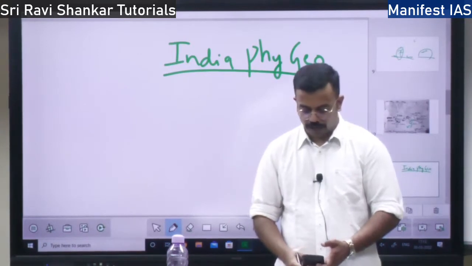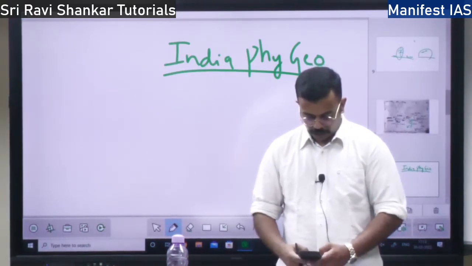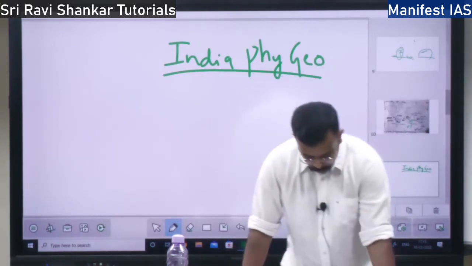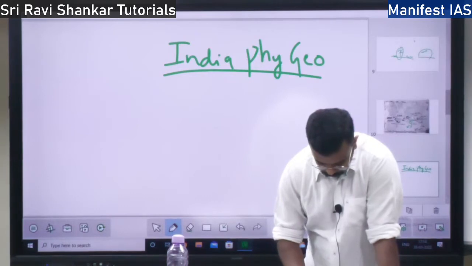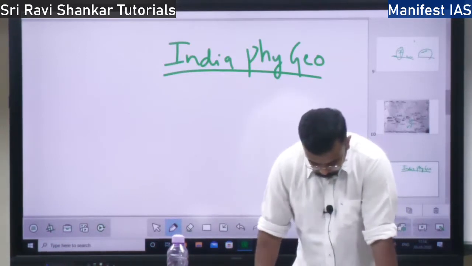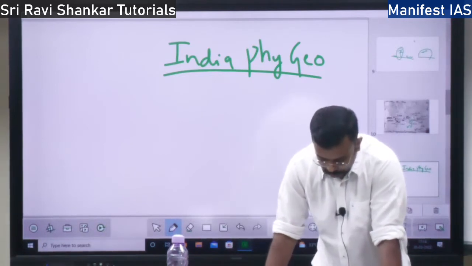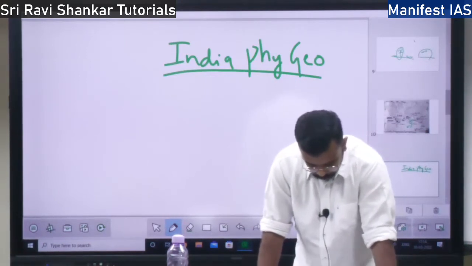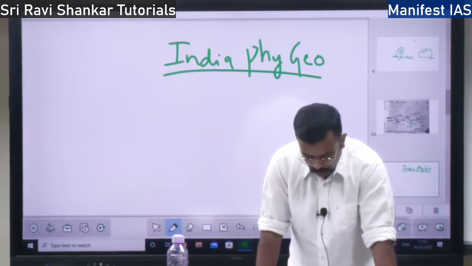So what is the longitude and latitude of India? What is the longitudinal extent of India? One second, I will also have to check. I've forgotten. So India begins from 6.44 degrees north, and from 6.6 degrees to 35 degrees north, and the longitude is 68 degrees to 97 degrees east.